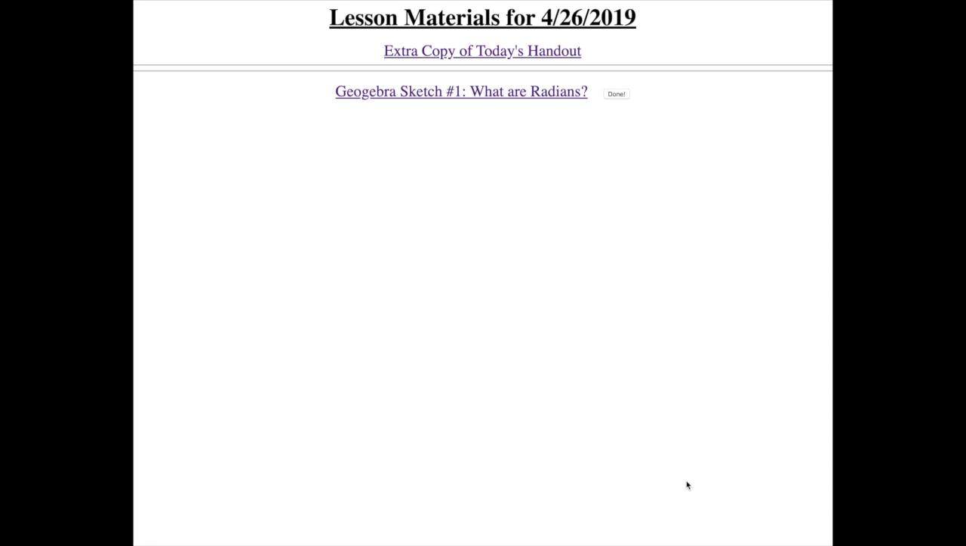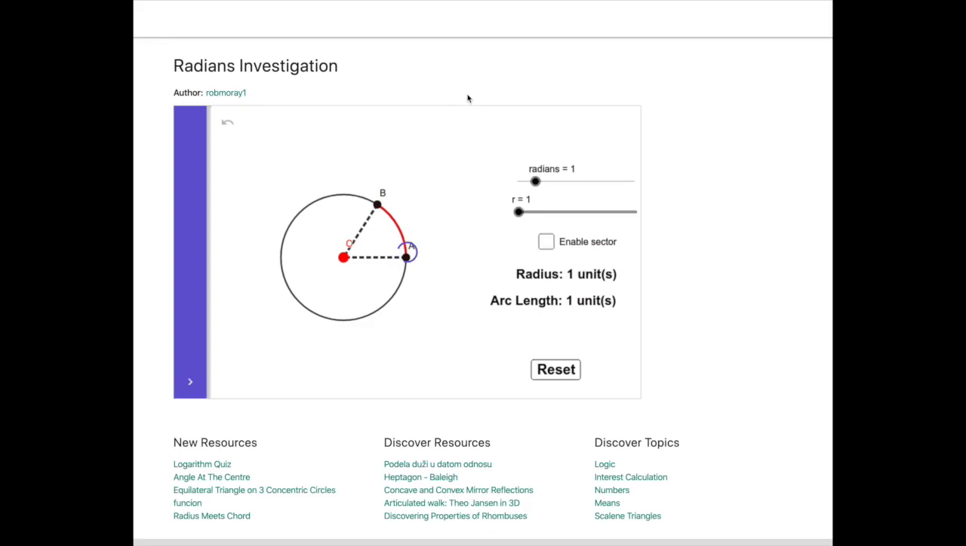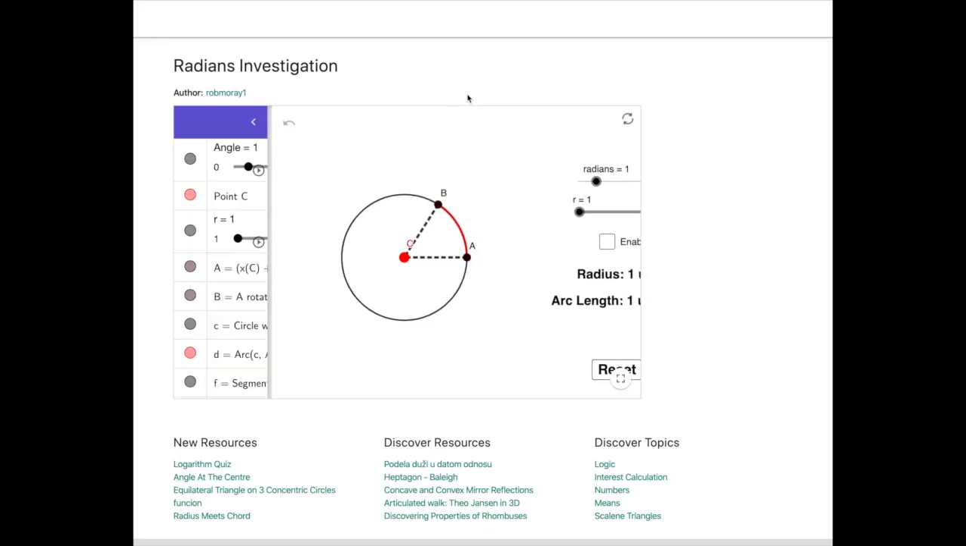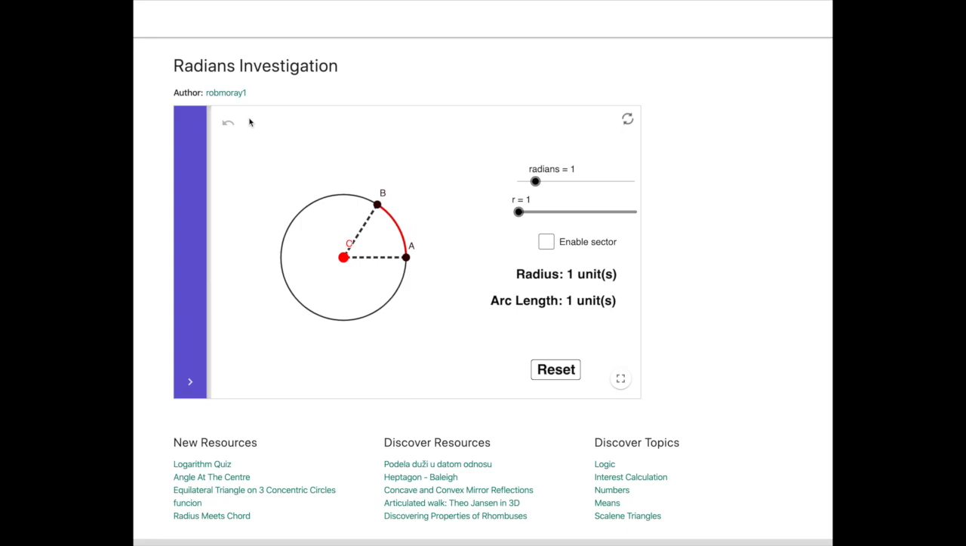So remember, what you're doing is you're clicking on the GeoGebra Sketch 1, what are radians? Okay, and I wanted to also show you this because it's a little bit nicer how things come up. So I'm going to slide this over. There we go. So the radians comes up. So when radians equals 1, what do you notice about the arc length and the radius? What you should notice is that they're the same. And that's how a radian is defined.